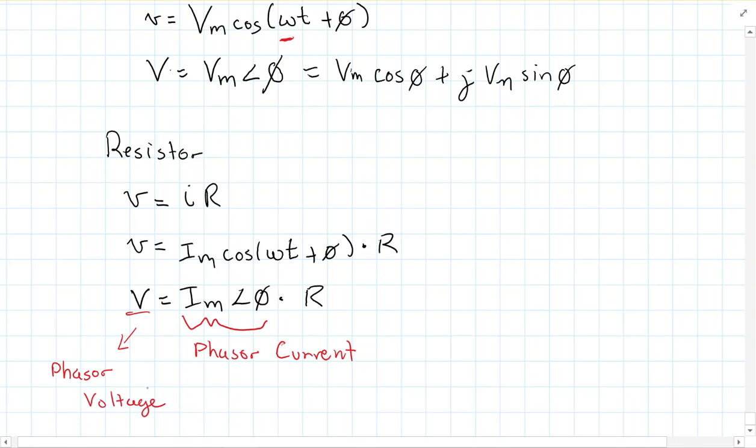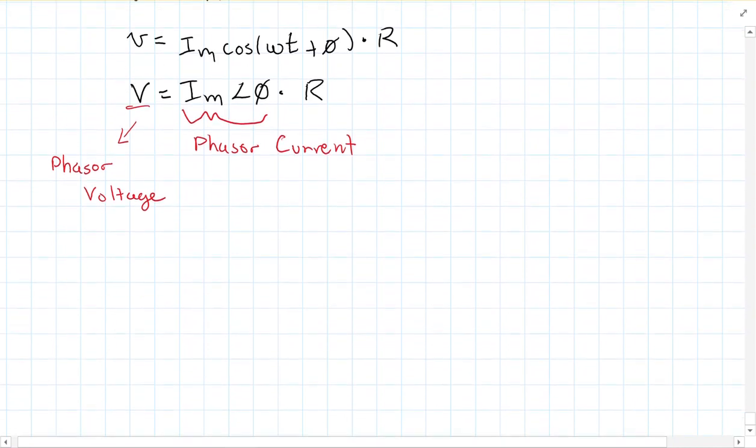So what does that mean we have going here? Well, what that means is we can rewrite this, and what we have is that the phasor voltage is equal to the phasor current times my resistance. And the beautiful thing about this is that this is still just Ohm's law. So for resistive elements, Ohm's law still applies just like we would.